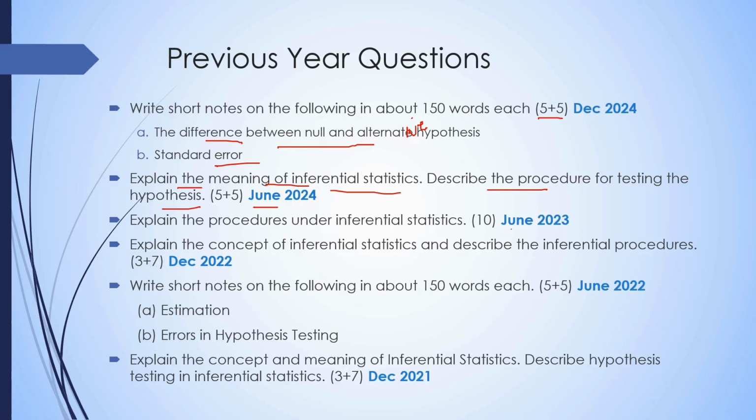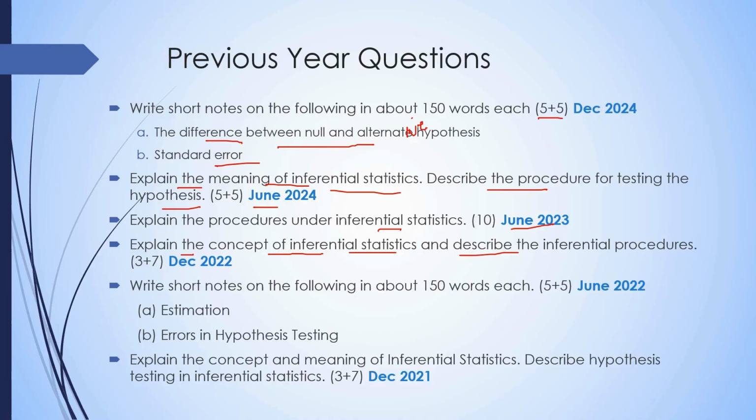June 2023, same question for 10 marks. So in 2024 you had the question for 5 marks where you had to describe the procedure for testing the hypothesis. The same question has come for 10 marks. Explain the procedures under inferential statistics. You can just explain and elaborate as you want for the 10 marks, but the key points remain the same. December 2022, the question came, explain the concept of inferential statistics and describe the inferential procedures. Same question. You have to write the definitions and before that what inferential statistics is, and then the different inferential procedures, which are estimation and hypothesis testing.